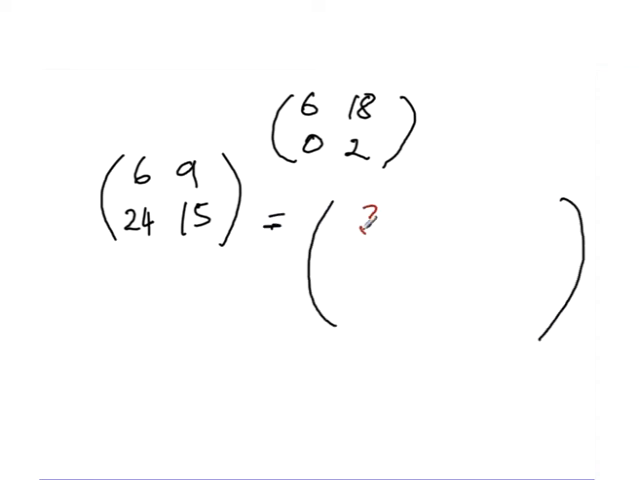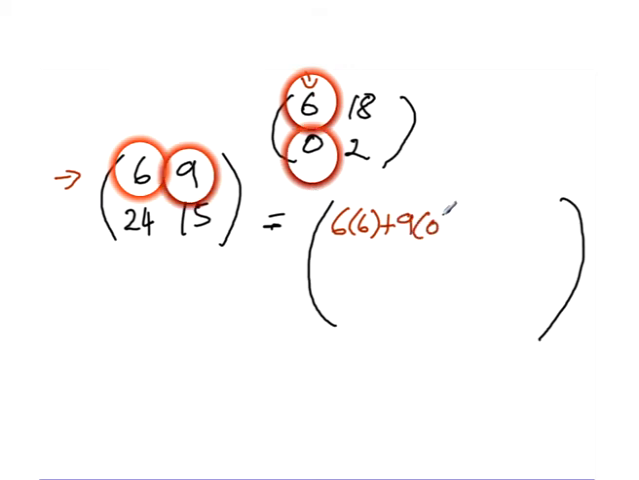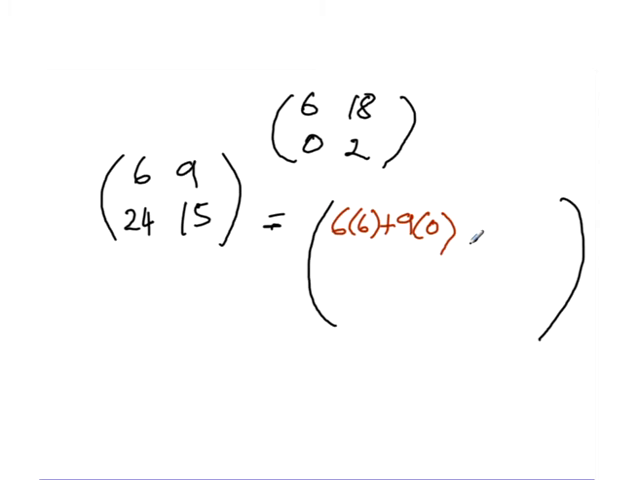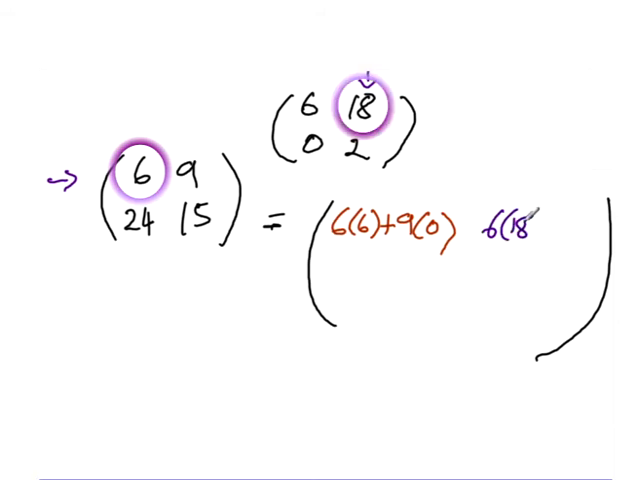In order for us to obtain this figure, we have to multiply this row with this column. 6 times 6 plus 9 times 0. In order for us to obtain the figure for this, we have to multiply this row against this column, which will give you 6 times 18 plus 9 times 2.